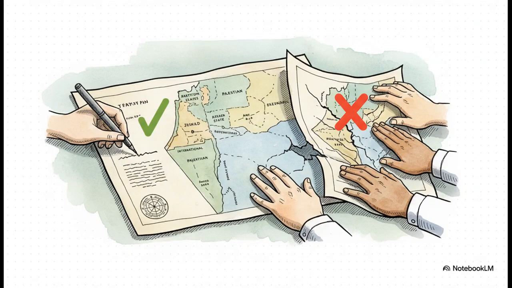But the reactions to this plan, well, they could not have been more different. Jewish leaders, even though they weren't thrilled with all the details, accepted it. It was a path to finally having their own state. But the Arab world and Palestinian leaders rejected it completely. From their point of view, the UN was basically giving away their homeland to solve a European problem, and they saw it as a profound injustice.